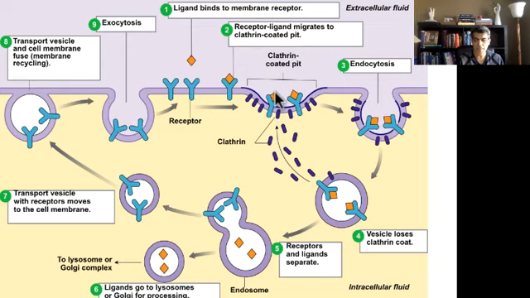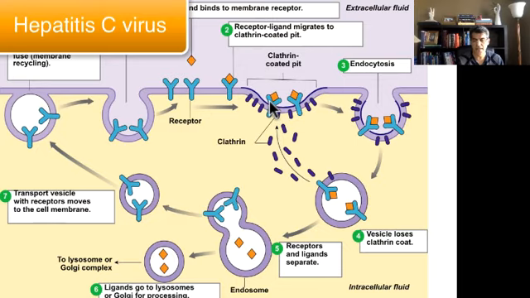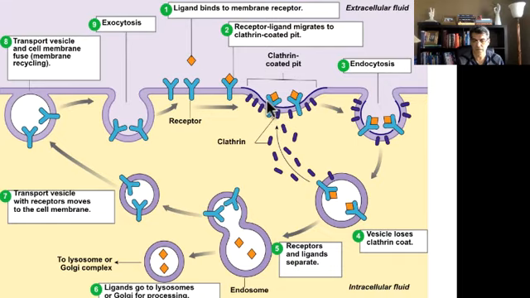This receptor is for a specific structure, a specific ligand. So let's say this specific ligand is hepatitis C. Let's say it is a virus, a specific virus. Or let's say this one is cholesterol. It can be anything. As soon as this virus comes and sits on this receptor, that is going to signal this clathrin, and clathrin is going to pull this membrane in, and it's going to create invagination. It's going to create a deeper pit.